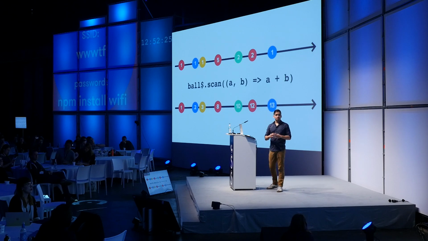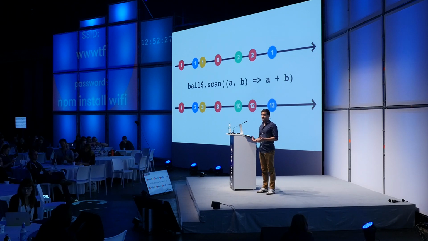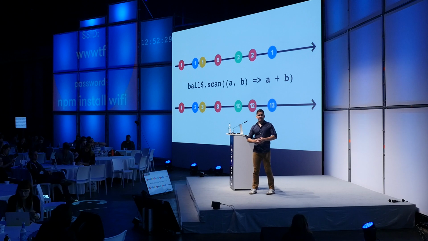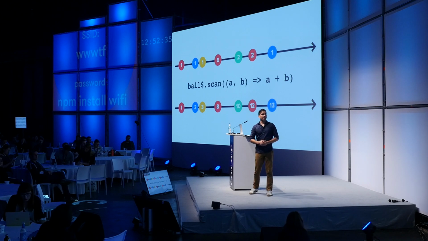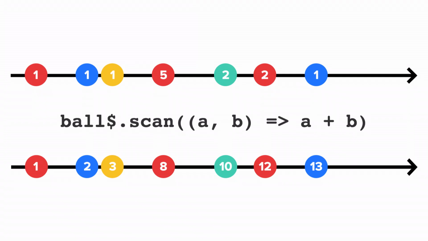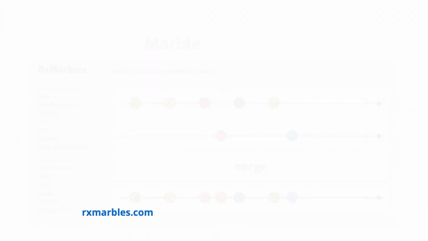And there's an important operator called scan. And what scan does is it takes the previous value and it combines it with the current value. So over here, I'm just adding. 1 plus 1 is 2. 2 plus 1 is 3. 3 plus 5 is 8. And so on. And this is an operator that I use a lot when I use rxjs.